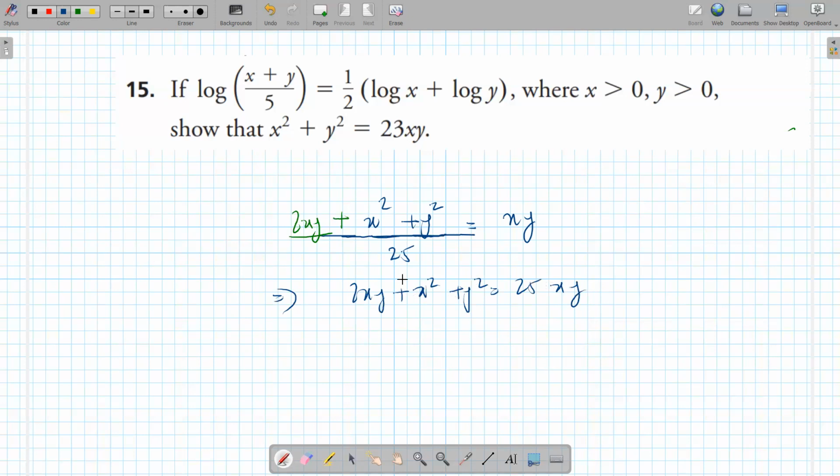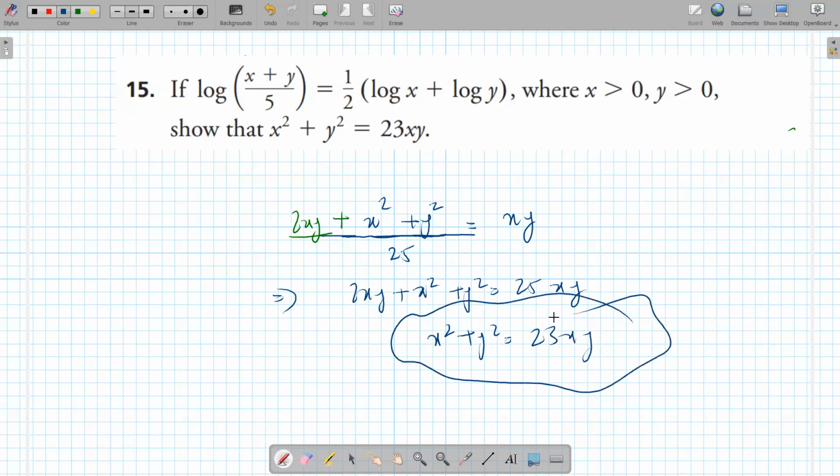Now what do we do? We only want x squared plus y squared on the left. You subtract 2xy. Right, you're going to subtract 2xy. So it becomes (x + y) squared equals 23xy, and there you go. We proved it.